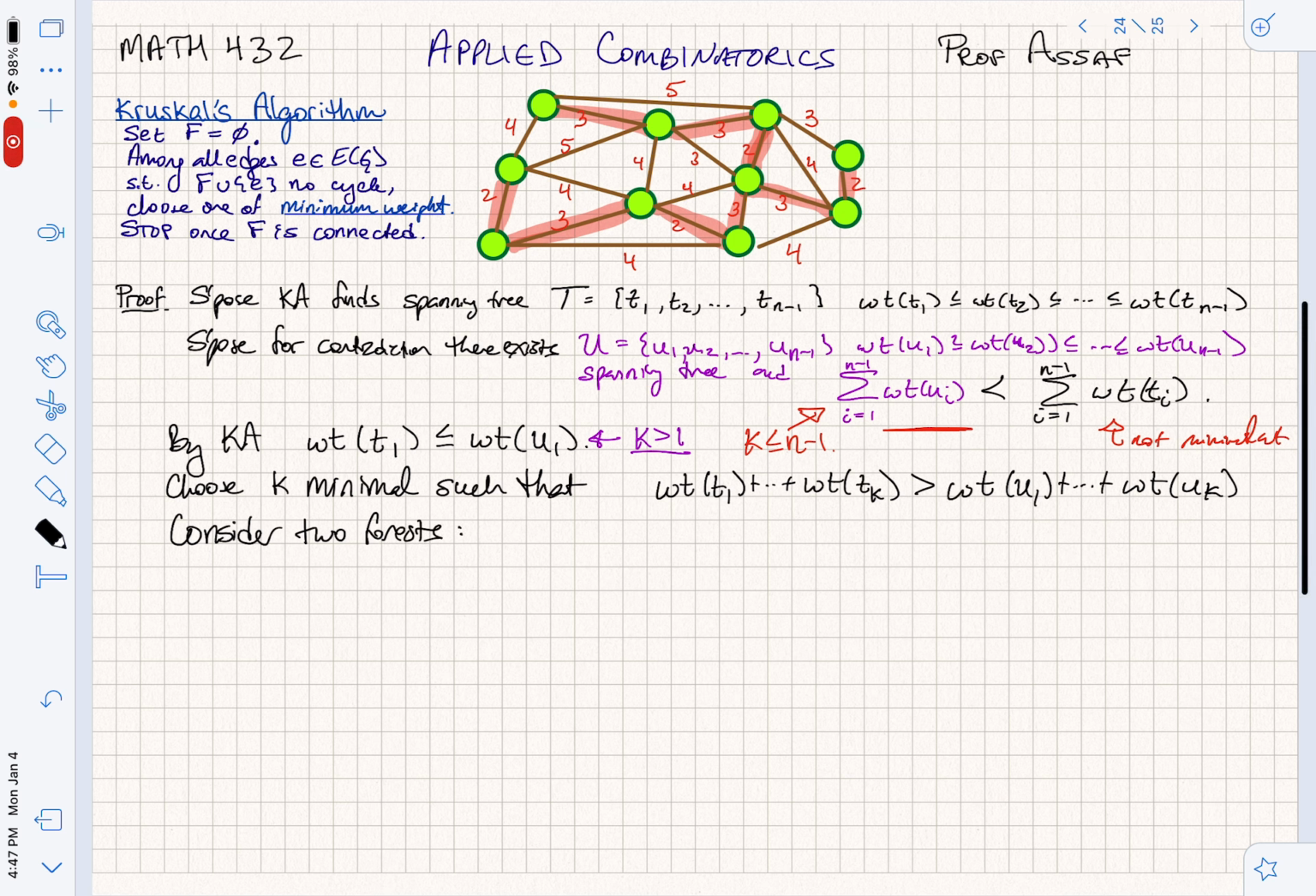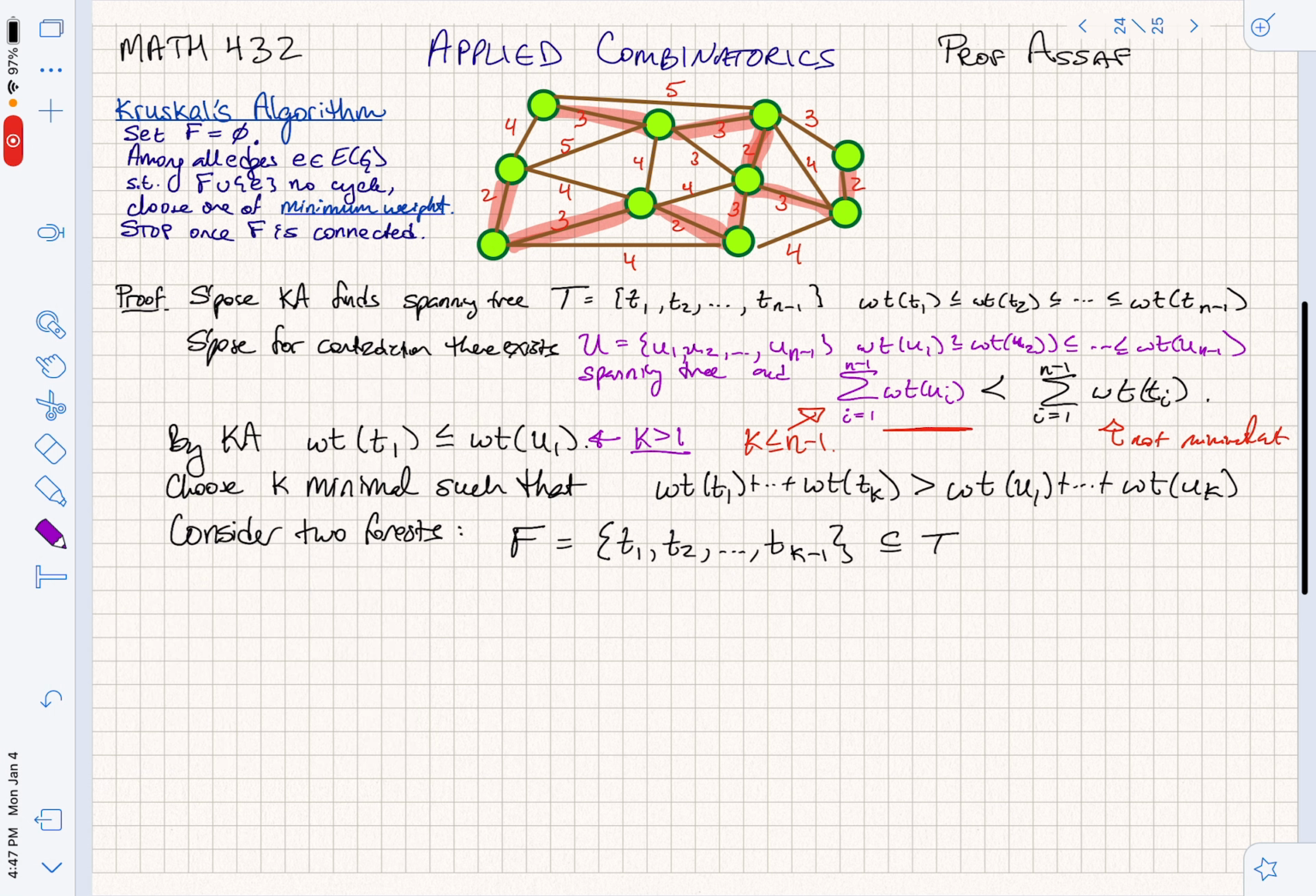So one of my forests I'll call F. And what is this going to be? It's going to be the forest that has edges T1, T2, all the way up to TK minus 1. Since K is bigger than 1, this makes sense, okay? And this is a forest because T is a tree. I've taken a subset of the edges, so this is sort of a subset of the tree. So it's going to be a forest. It might not be connected, but it might be connected.